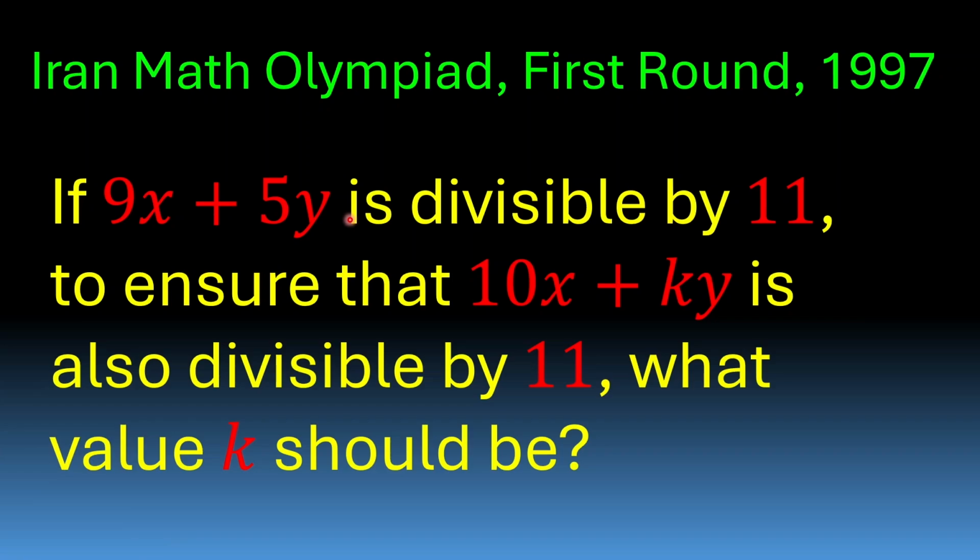Hi, here we have another question from Iranian Mathematical Olympiad round number 1, year 1997. The question is, assume that 9x plus 5y is divisible by 11. To ensure that 10x plus ky is also divisible by 11, what value should k be?